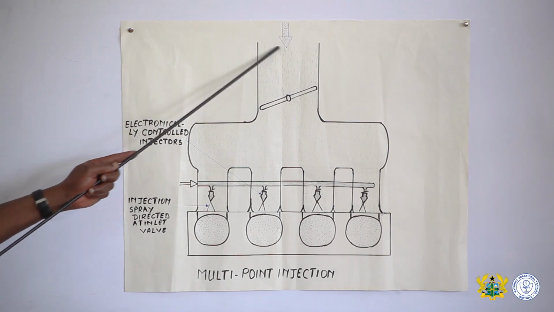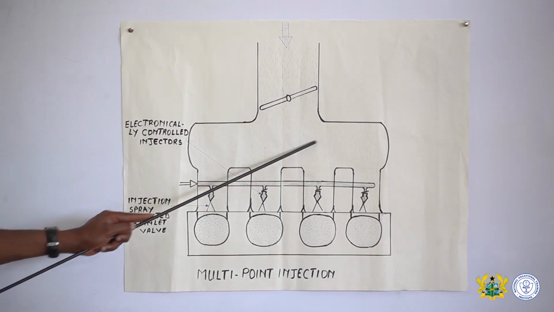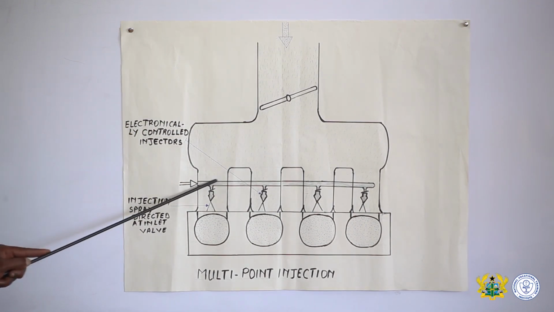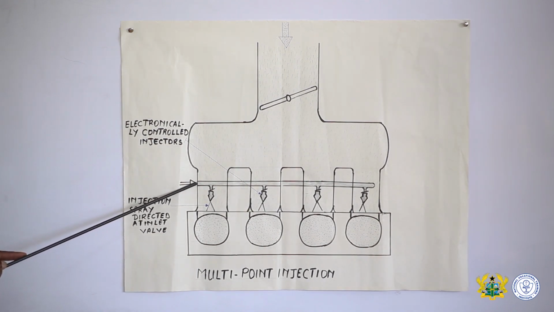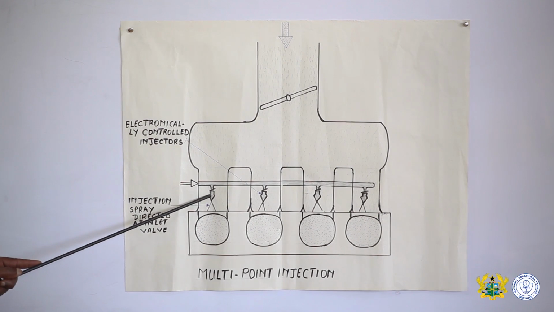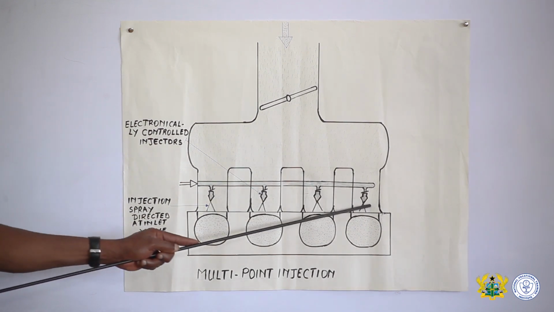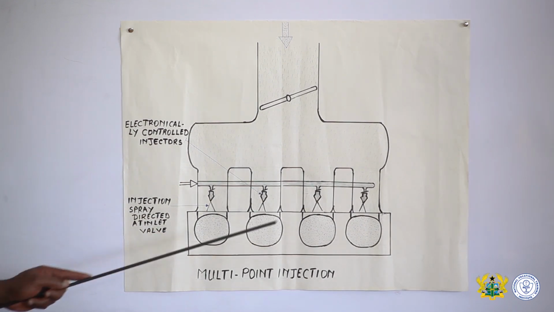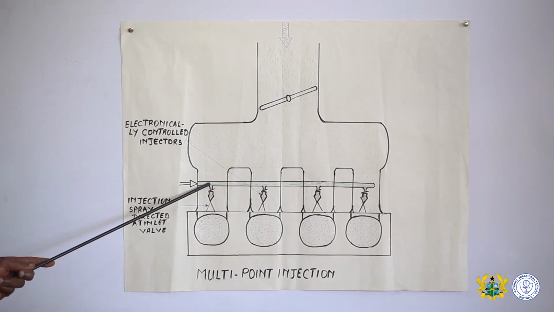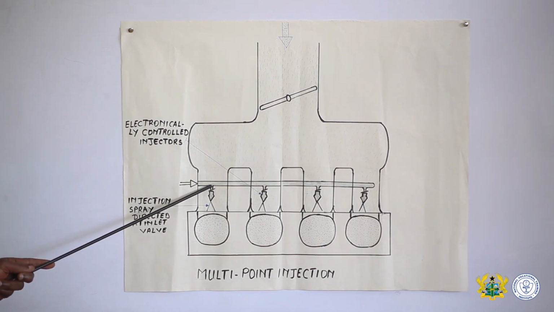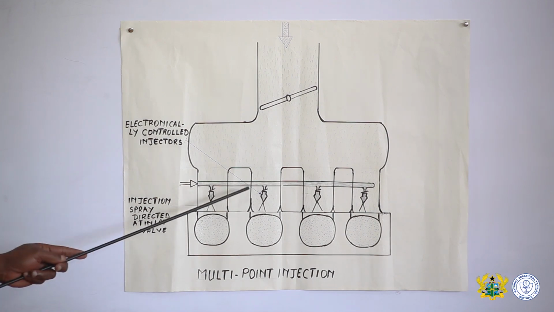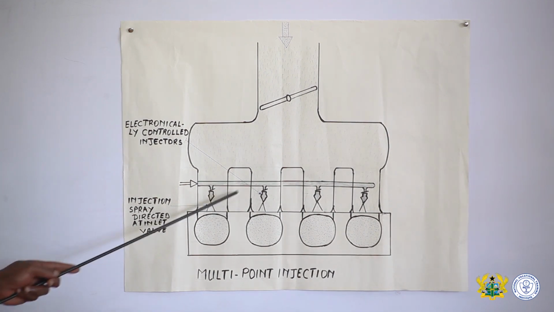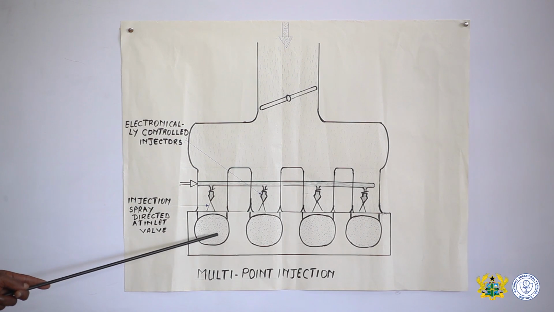This is the multi-point injection system. Over here, the air cleaner is mounted. This is the inlet manifold. This is the fuel rail, where fuel is normally kept under pressure. These are the individual injectors, 1, 2, 3, and 4, serving each of the cylinders. The fuel under pressure will be delivered to the particular injector that is ready, with a signal received from the ECU. Then it will spray the fuel into the combustion chamber.